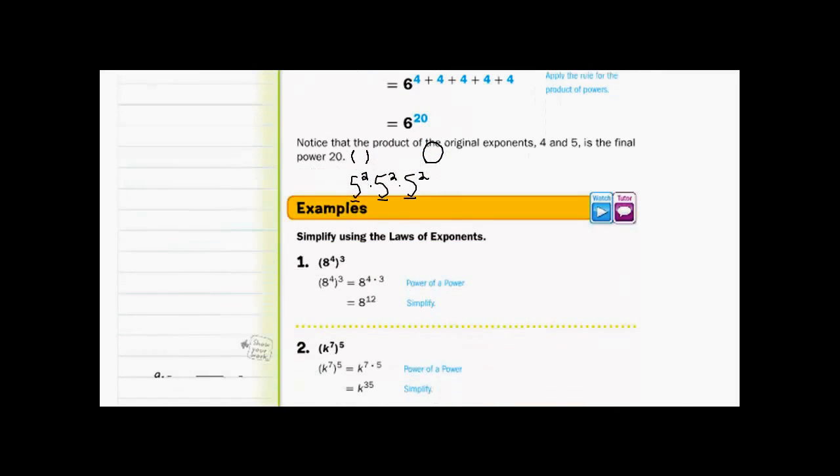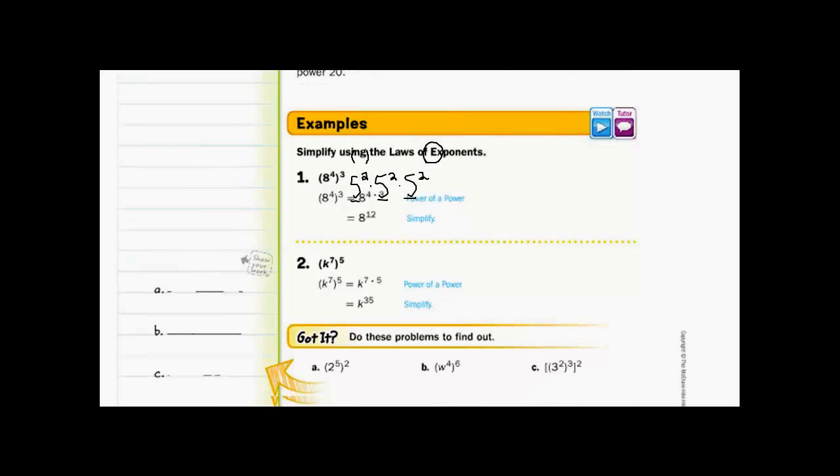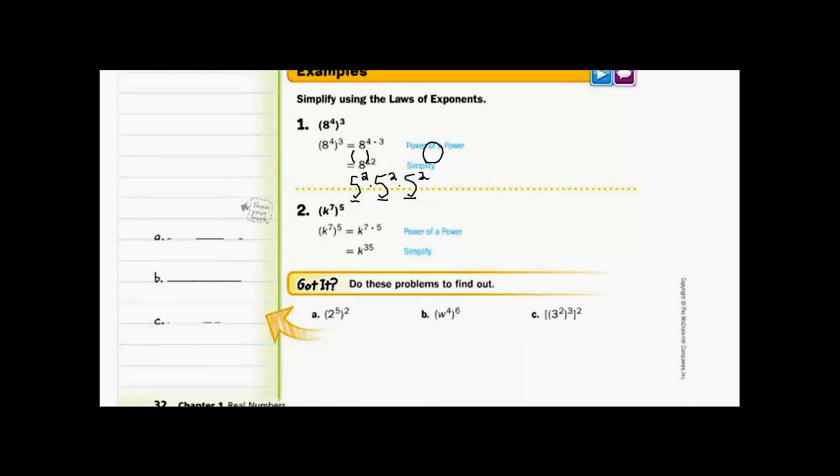So on the examples, it says simplify using the laws of exponents. So 8 to the 4th cubed. Multiply your exponents, would be 8 to the 12th. K to the 7th raised to the 5th power. All of it, everything inside of there is raised to the 5th power. So that would be K to the 35th. So go ahead and take a minute, and I want you to try A, B, and C. Pause it, and I'll come back and we can work through those.